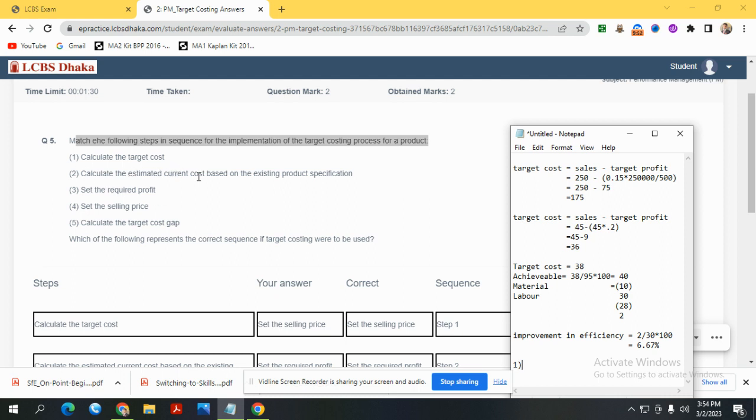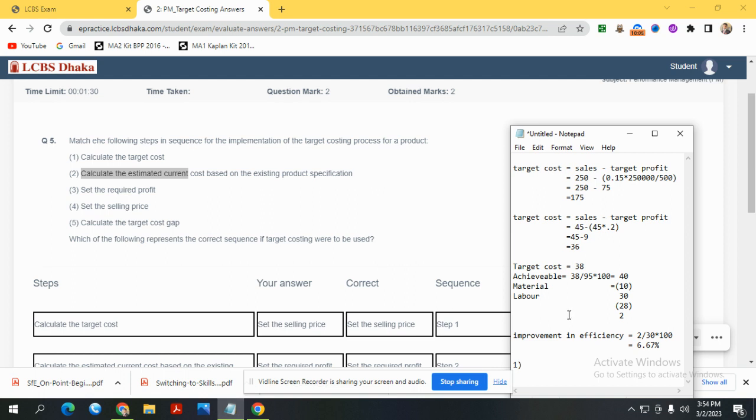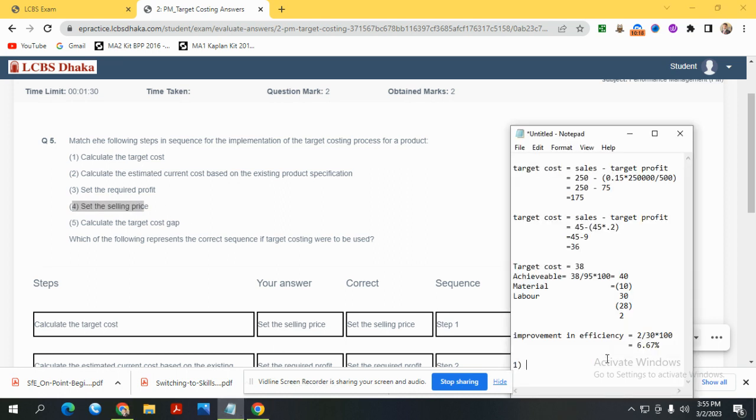A lot of you made the mistake of choosing this one. This is calculate the estimated current cost. Many people looked at product specification and gave the answer, but don't do this. The main thing is current cost is not the first step, right? So step 1 is not here. What was step 2? Step 2 was we calculate the selling price. Let's see if the selling price is here. Yes, we can see that selling price is here, option number 4. So this should be one. Step 1 should be set the selling price.